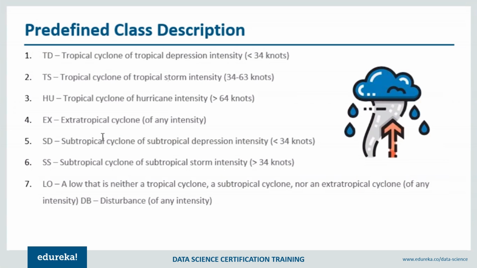And then again, we have LO, which is a low that is neither a tropical cyclone, a subtropical cyclone, nor an extratropical cyclone. And finally, we have DB, which is a disturbance of any intensity. Now, these were the predefined class descriptions.